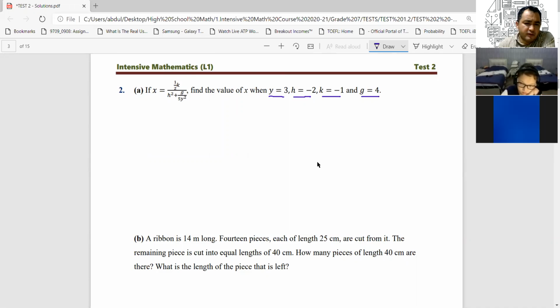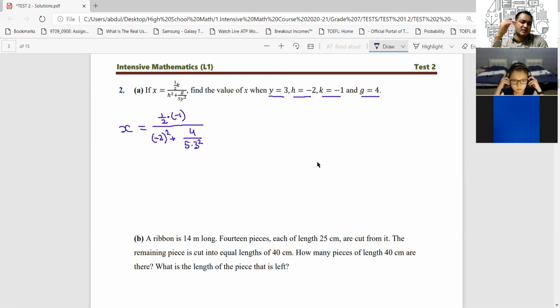To do this one, as you see here on the right hand side, we do not have any x. So that's the good news. So we don't have to do any algebraic manipulation. We just need to substitute the numbers first, and after that simplify. So 1 over 2 times k. And what is k here? k equals -1. So here we have -1 over h. What is h? -2. So here we have -2 squared, plus, and here we have g. What is g? g equals 4 over 5 times y squared. What is y? It is 3 squared.